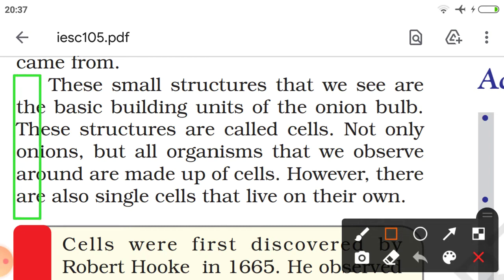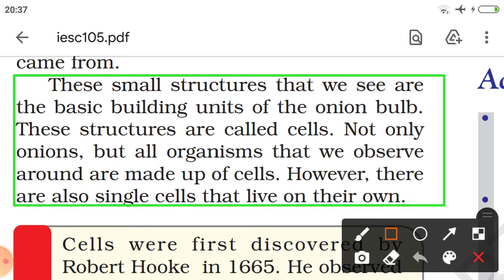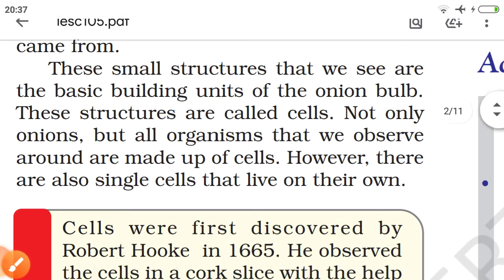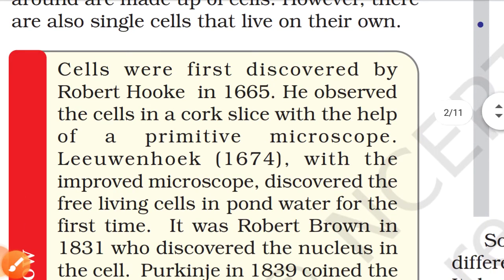These small structures that we see are the basic building blocks of the onion bulb. These structures are called cells. Not only onions, but all organisms that we observe around us are made up of cells. However, there are single cells that live on their own. So I hope this is very easy, and you can understand it.